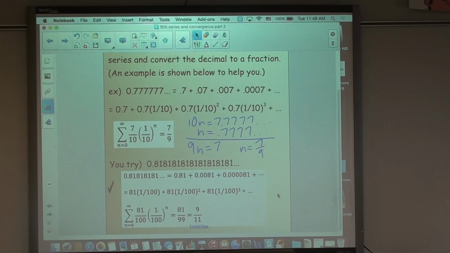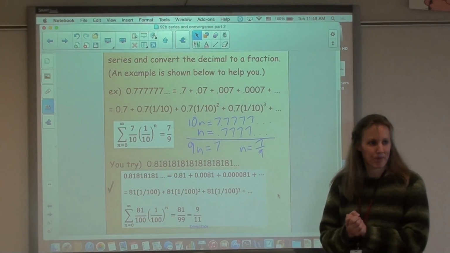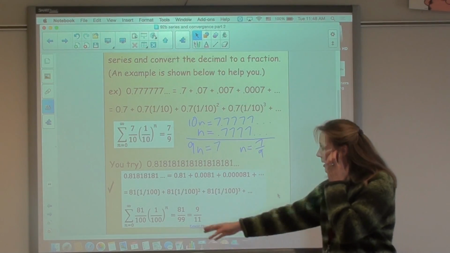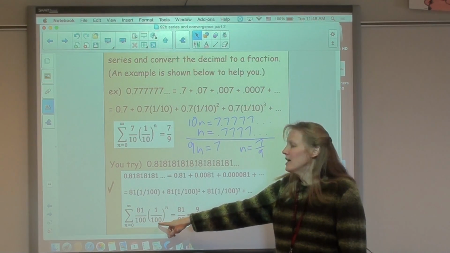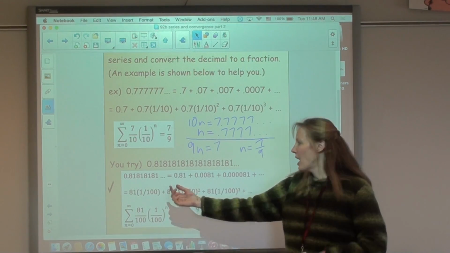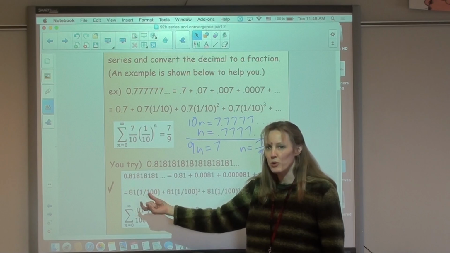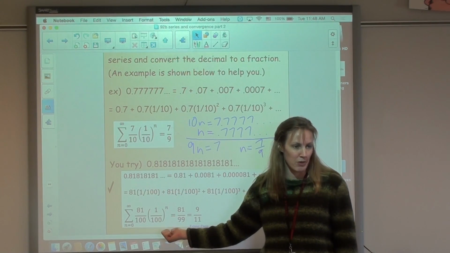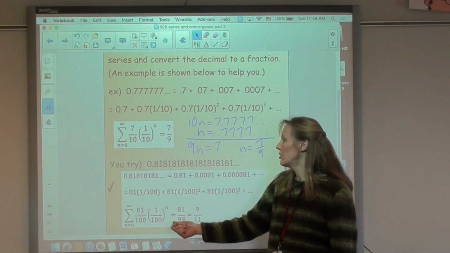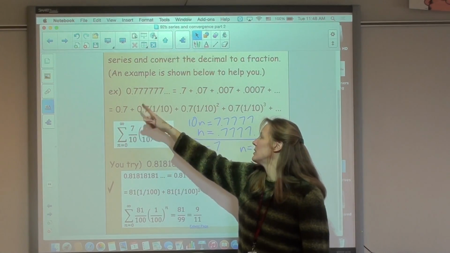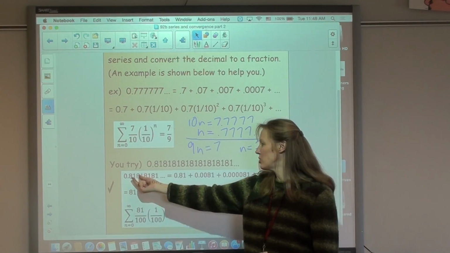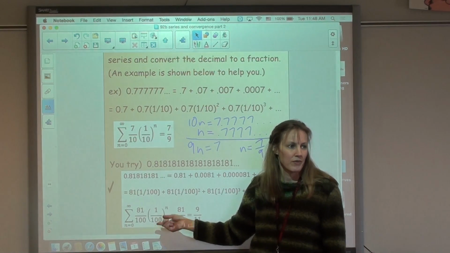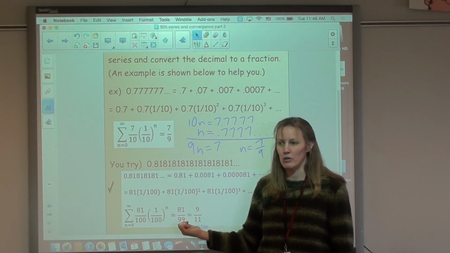I'll fix it later. All right, did you get 9/11? C? Good. So your common ratio here was 1/100, and that's what ends up happening is however many digits you have before the next repeat, that's usually how many zeros you have with what you're multiplying by, right? So if it's a 1 digit that repeats, you're multiplying by a 10th. If it's a 2 digit, you're multiplying by a 100th. Okay, 3 digit, you do 1,000th.